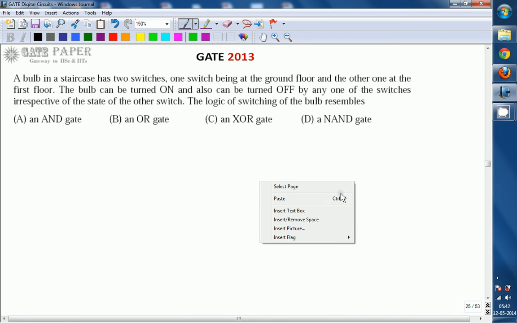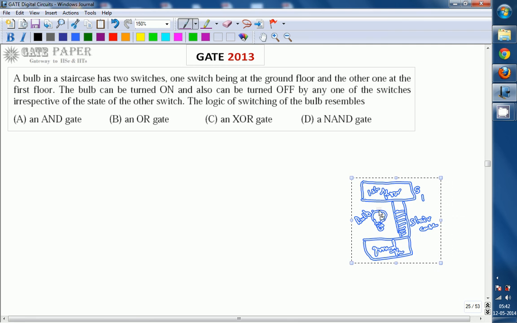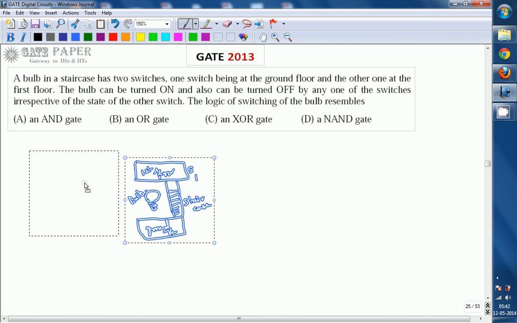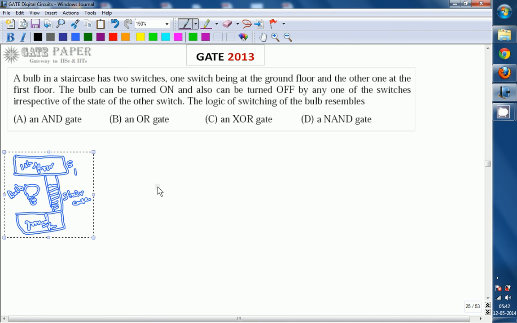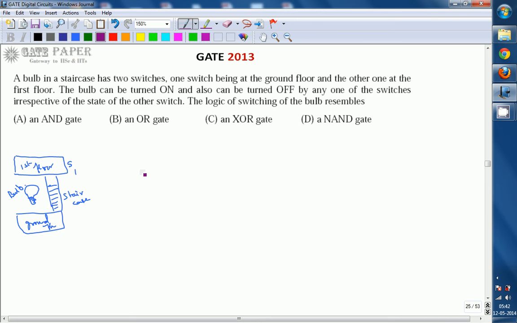So it was given that there is a switch in the staircase, one at the first floor and one at the ground floor. Assume the switch present at the first floor is S1 and the switch present at the ground floor is S0, and this is the bulb which is going to be controlled by using these two switches S1 and S0.